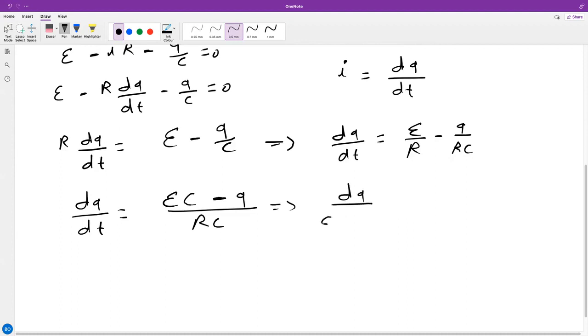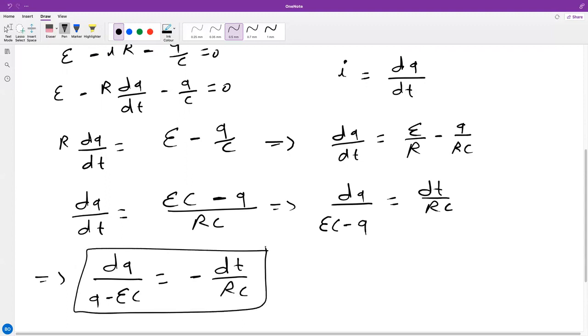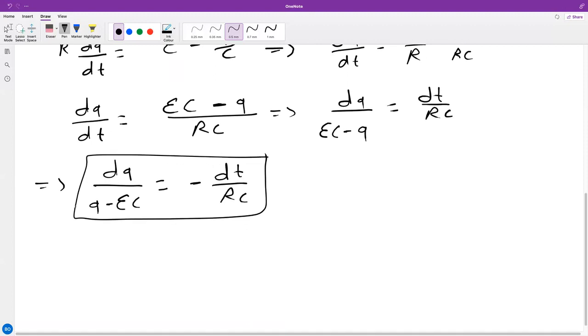and I can bring EC minus Q here, and then dt over RC, and I can multiply by minus 1, which gives me dq over Q minus EC is equal to minus dt over RC. This is the equation that I want to integrate. Obviously, the first one will give me an ln, and this one will give me a time.